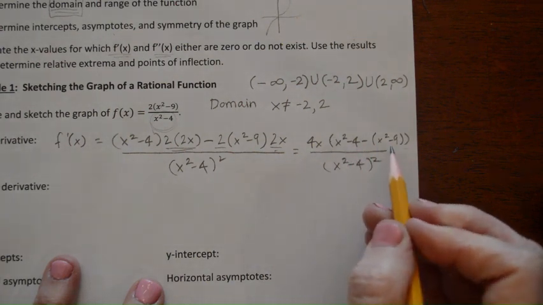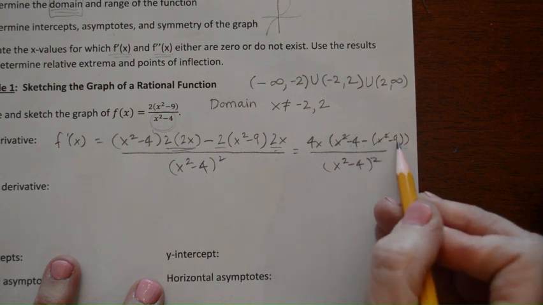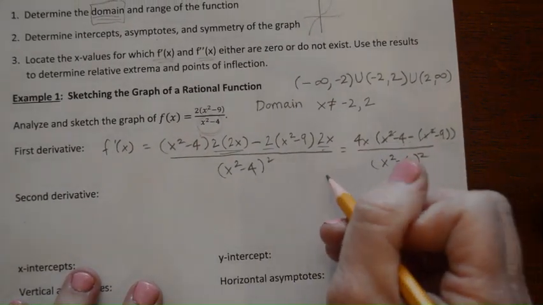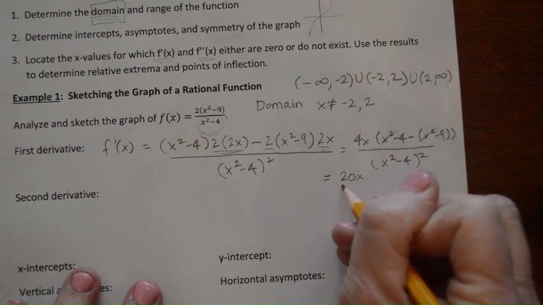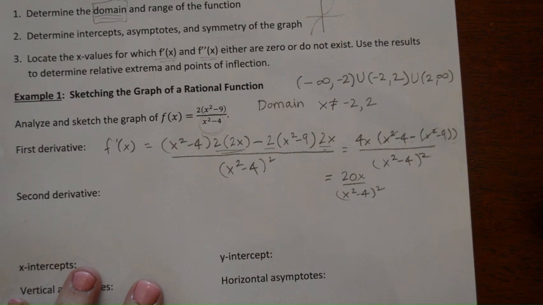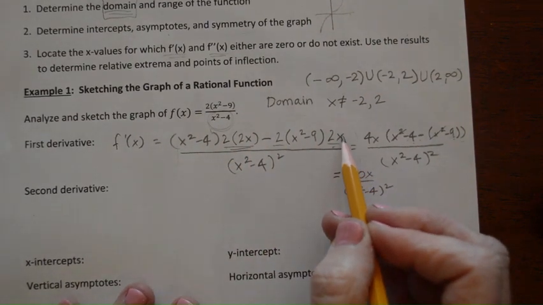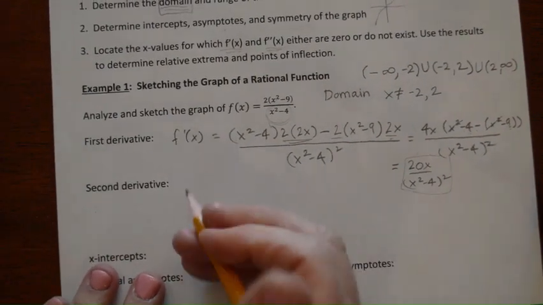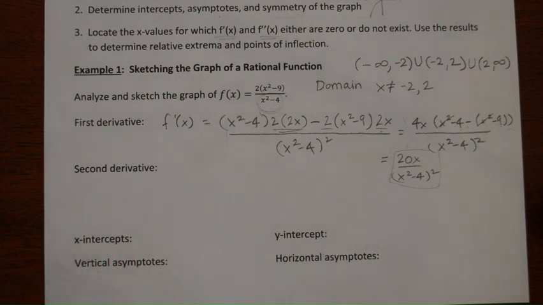When I combine like terms here, these x squareds are going to cancel out, so we'll just have -4 minus a -9, which ends up giving us a 5. So our final cleaned up version is the 5 times the 4 gives us 20x over x squared minus 4 squared. Again, you could say, I don't feel like cleaning that up, but it's going to be much more difficult to take the second derivative of that, so it's good that we've done that. Again, for the second derivative, we're going to use the quotient rule, so go ahead and do that. Pause the video and see what you get.